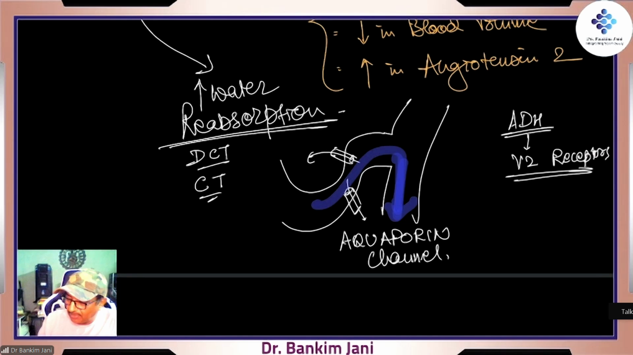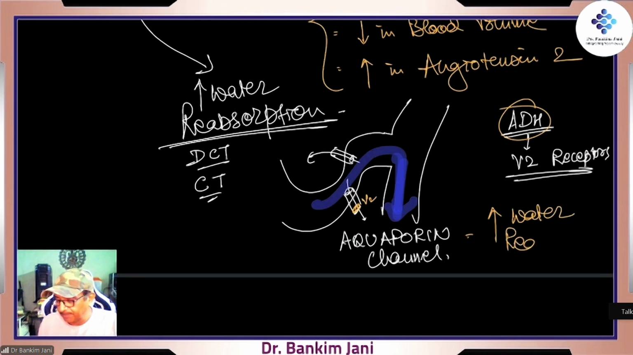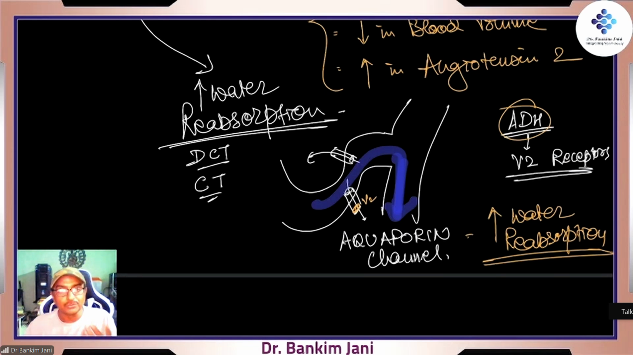But on top of it, over here, these are the V2 receptors. So when the antidiuretic hormone acts on V2 receptors, those V2 receptors will actually open these aquaporin channels. When these aquaporin-2 channels are open, it will lead to increased water reabsorption. The entire game is about how to save water. Don't let the water go out, right? So somehow get it back.